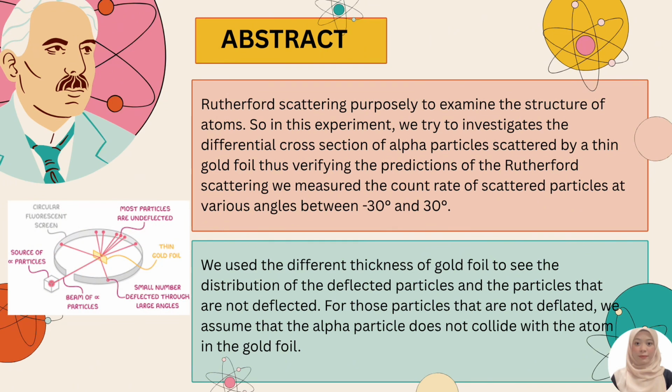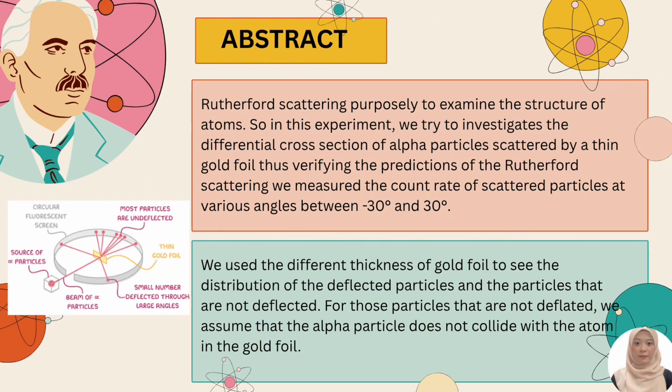Rutherford scattering was performed to examine the structure of the atom. In this experiment, we are trying to investigate the differential cross-section of alpha particles scattered by a thin gold foil, thus verifying the prediction of Rutherford scattering. We measured the count rate of the scattered particles at various angles, which is between -30 to +30 degrees.